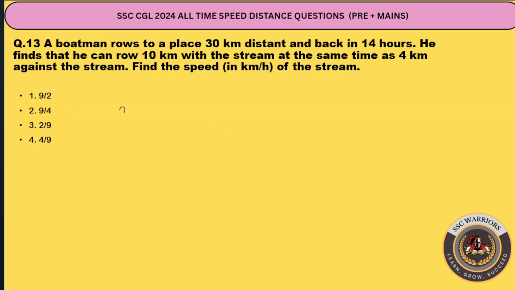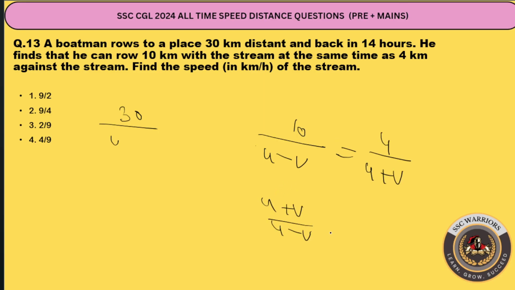a boatman rows 30 kilometer distance and back in 14 hours. 30 kilometer is the distance, and he can also find that he can row 10 kilometer with the stream. With the stream is u minus v. At the same time 4 kilometer against the stream, that is u plus v. Now u plus v upon u minus v is equals to what? This cancels out, 2 by 5.